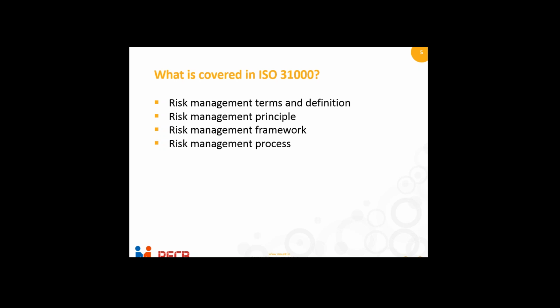And then there are 7 well-defined processes in ISO 31000. These processes can be iterative and interact with each other to provide information for risk management. We will see more information on this in the next few slides.